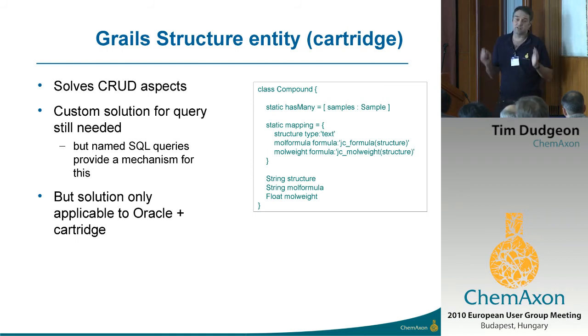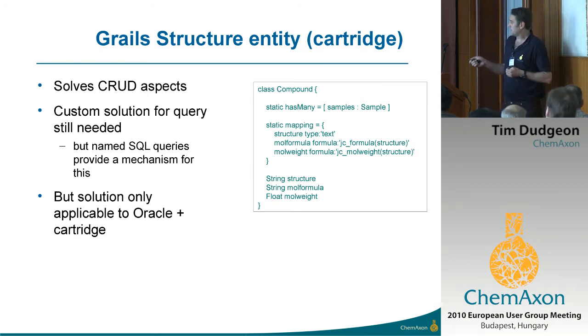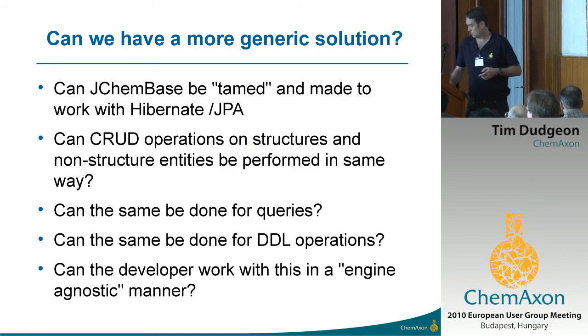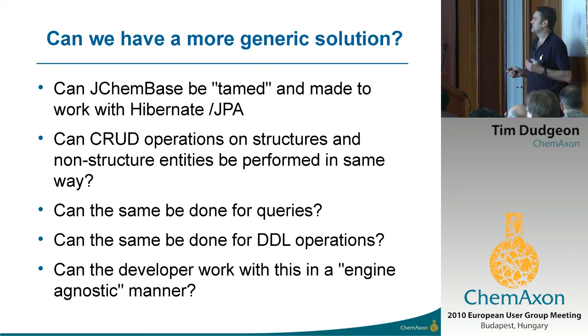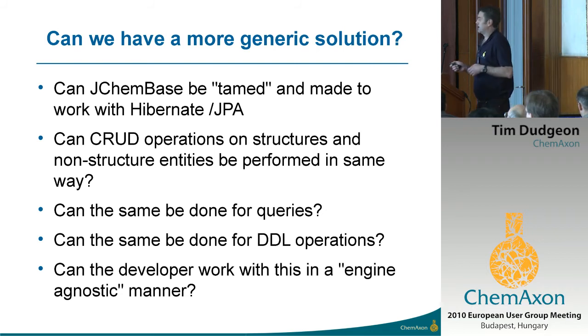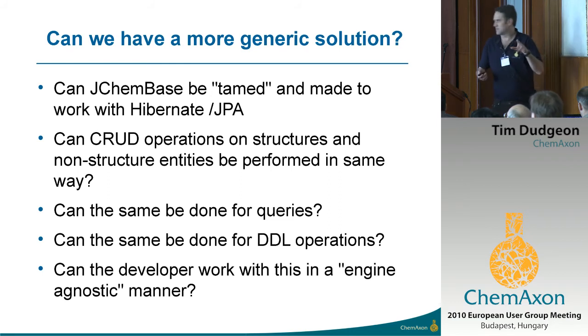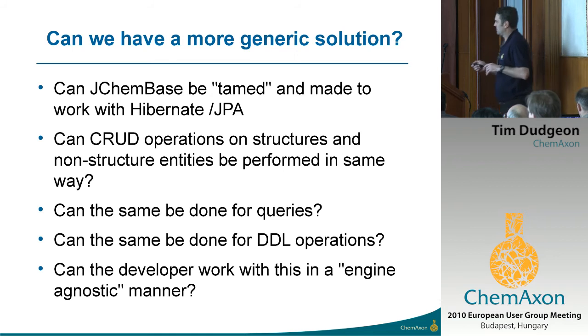And that is that you're limited only to Oracle and only to JChem Cartridge. And I don't want to have those limitations. I want to be able to use JChem Base. I want to be able to use any database I want. So if you're happy to be limited to Oracle and Cartridge, this sort of approach can work. But we weren't satisfied with that. We wanted a more generic solution. And we wanted to find out whether JChem Base can be tamed and made to work with our persistence framework, Hibernate, and JPA. Let me say, I'm using the terms persistence framework, Hibernate, JPA, ORM a bit loosely here, and a bit interchangeably.